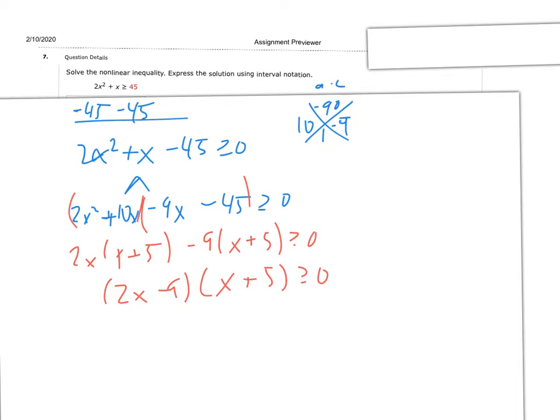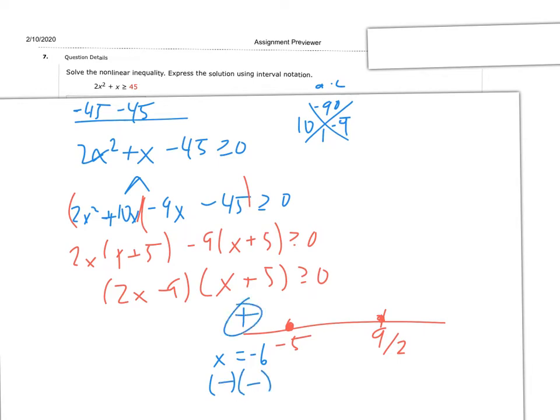Now I need to go to the number line here. I'm going to have to put negative 5 for that one piece, and then positive 9 over 2 for the other. These are going to be closed dots here again. And then I need to do some test points, so I'm going to do x equals negative 6 over here. And that'll make the first parenthesis negative and the second parenthesis also negative, so that'll multiply to a positive.